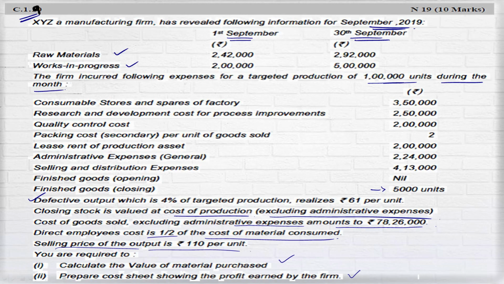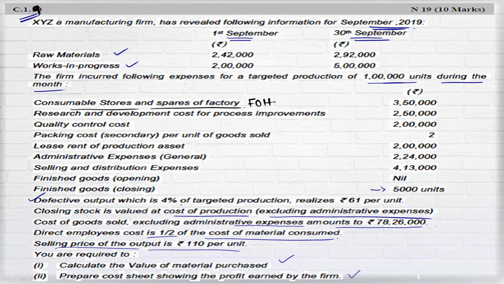Alright. First try to understand, I am marking where I will be writing each and every expenditure, because here directly it is not given. It is name of expenditure which is given. Like consumable stores and spares of a factory. Tell me where you will write down consumable stores and spares of the factory. You will be writing down in factory overhead. It is correct. It is factory overhead. I will be writing it in factory overhead.